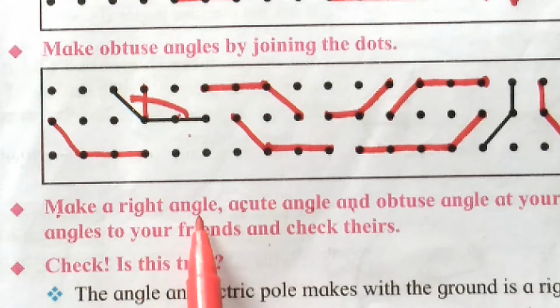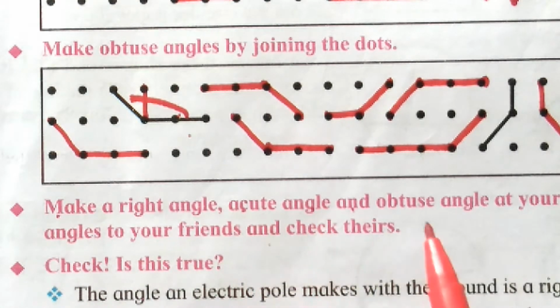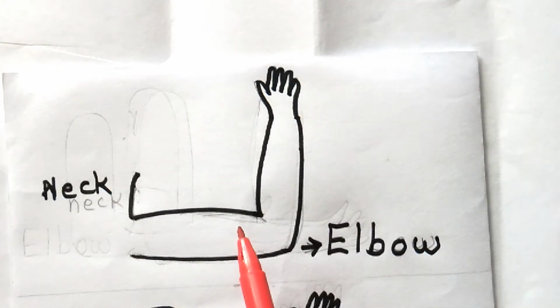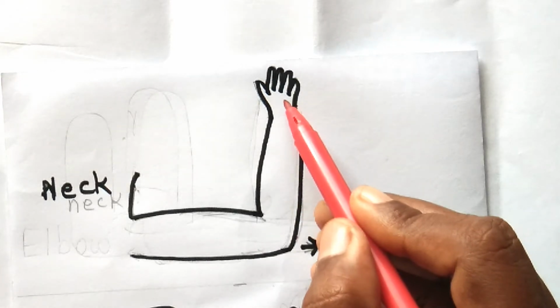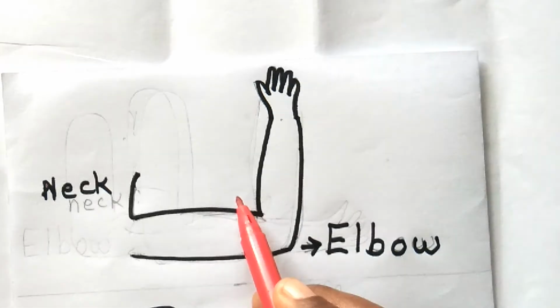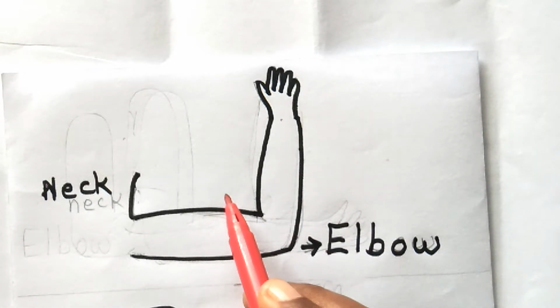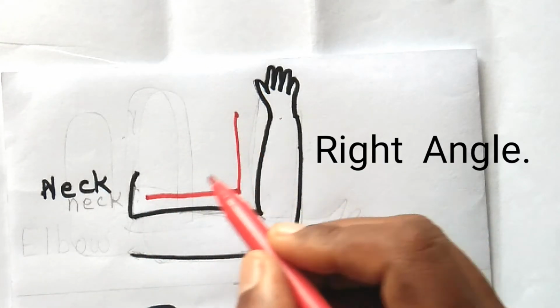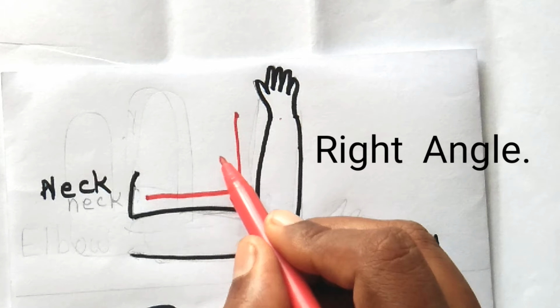Make a right angle, acute angle and obtuse angle at your elbow. Show these angles to your friends and check theirs. Children, I'll show you how to make it. Keep your hand straight to the shoulder and fold it upward from the elbow. Then which angle will it make? Yes, right children. It will make a right angle.